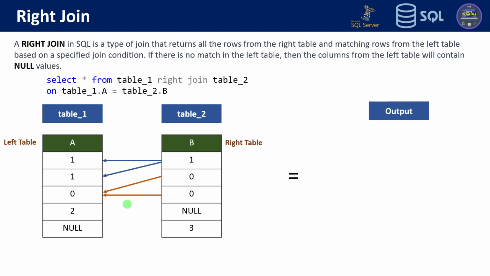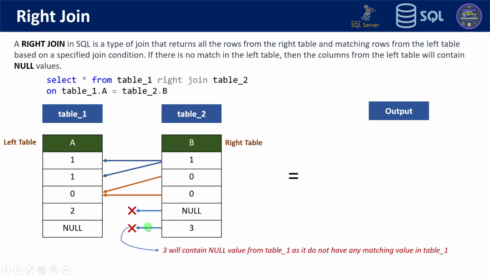And when we go ahead, null doesn't have anything matching here, as well as 3 doesn't have anything matching here. So always remember null is never equal to null, and 3 doesn't have anything matching in the left table. So obviously it will again connect it to null. So you can see here 3 will contain a null value from table 1 as it doesn't have any matching value in table 1, right?